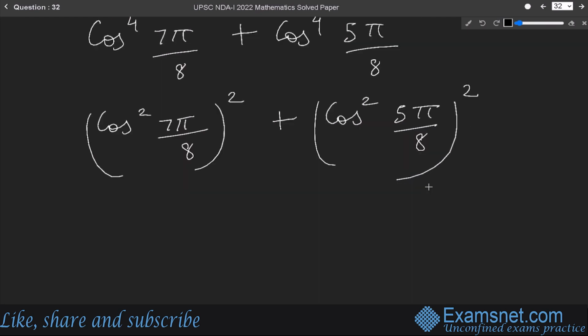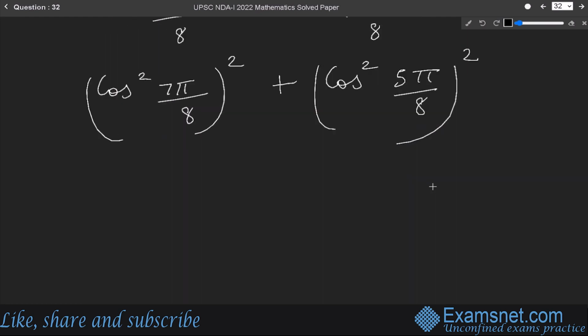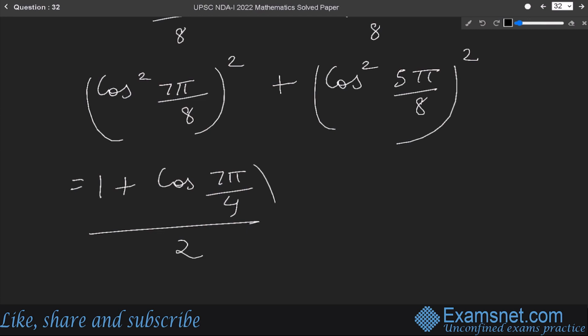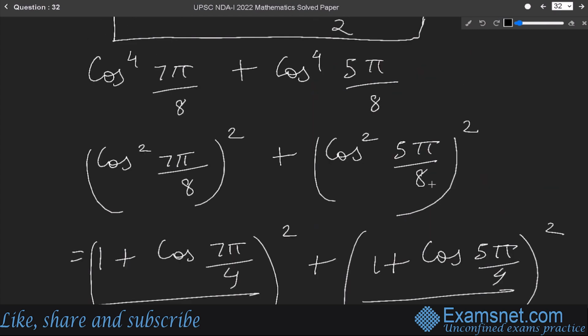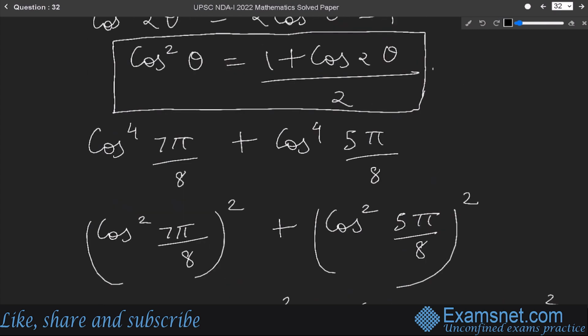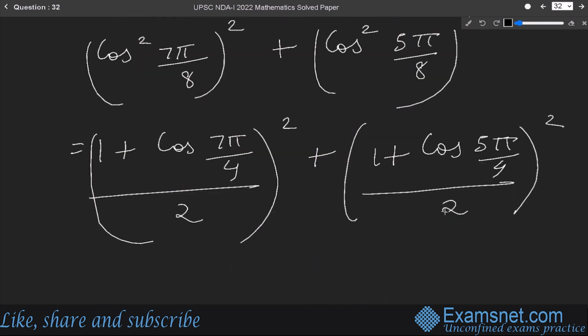Now, applying the formula, we get ((1 plus cos 7 pi by 4) by 2) whole square plus ((1 plus cos 5 pi by 4) upon 2) whole square. Have you understood this step? I have applied the formula for cos square theta, which we have already found here. So cos square theta is equal to (1 plus cos 2 theta) upon 2.